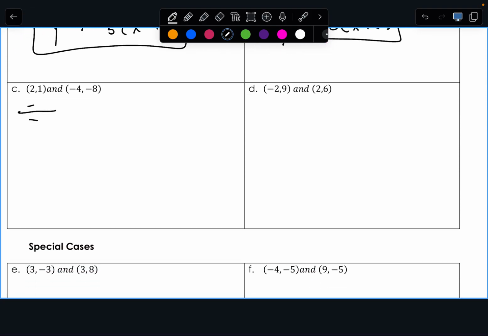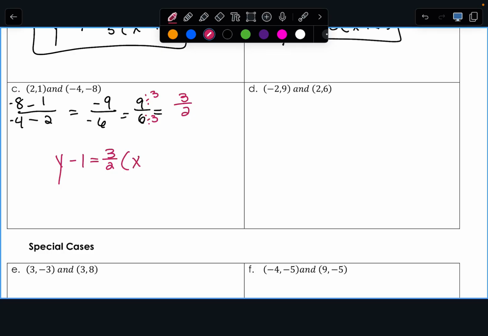Next one, -8 minus 1, -4 minus 2. -9 over -6, double negatives cancel, divide both by 3, 3 over 2. Still using the first point, and that is your final answer. You can try the next one by yourself, and then just go to the answer.